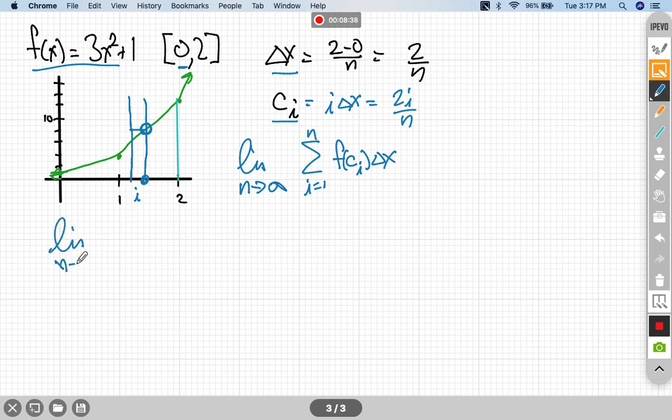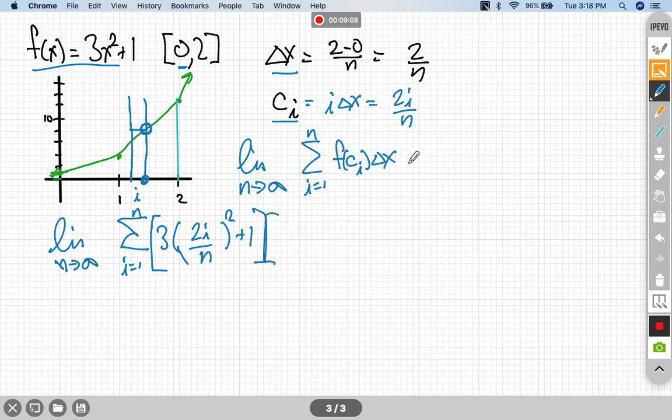So again, here we got the best of both worlds. We got a limit and a summation, i equals 1 to n. And f is going to be 3 times x squared plus 1, where x is 2i over n. And we have to take this times my delta x, which is 2 over n. That's the limit we need to evaluate.